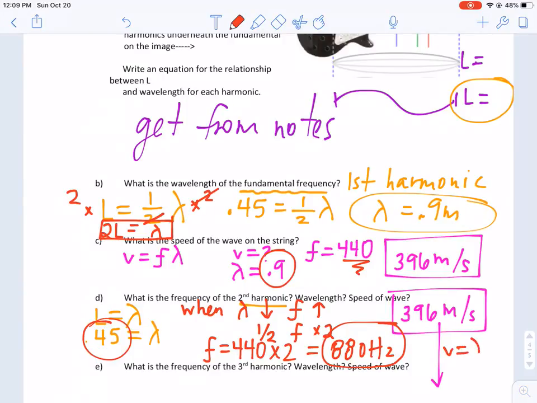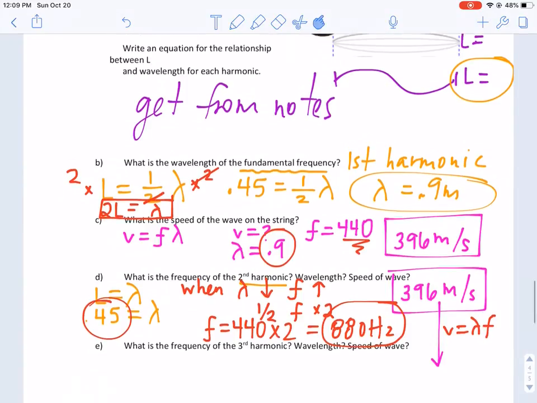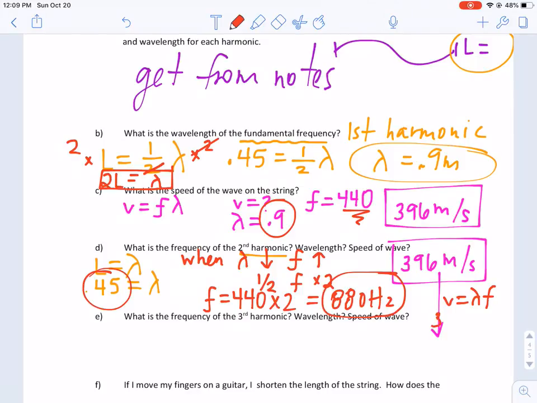Now, if you didn't like what I did there, just thinking about it conceptually, then you could use V equals frequency times wavelength. And you could use 396 equals 0.45 times frequency. We would divide both sides by 0.45. And the frequency would equal 880 again. So whichever way you want to get there, it doesn't matter.